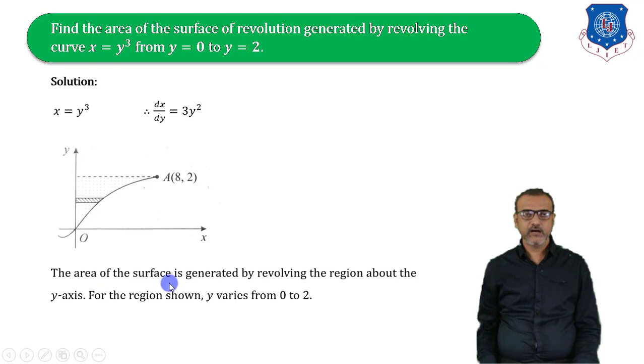The area of the surface is generated by revolving the region, that is this one, about the y-axis. For the region shown, y varies from 0 to 2. Here we have y equals 0 and here we have y equals 2.